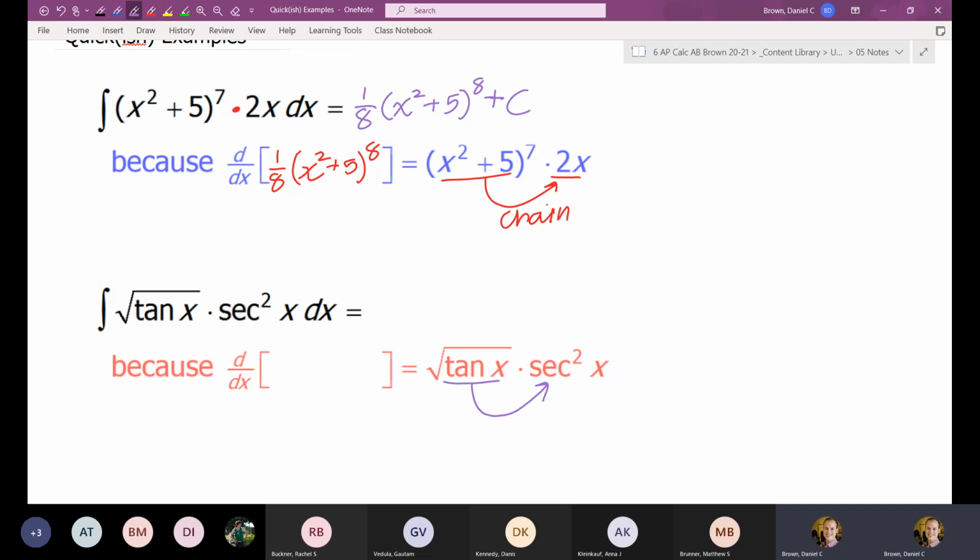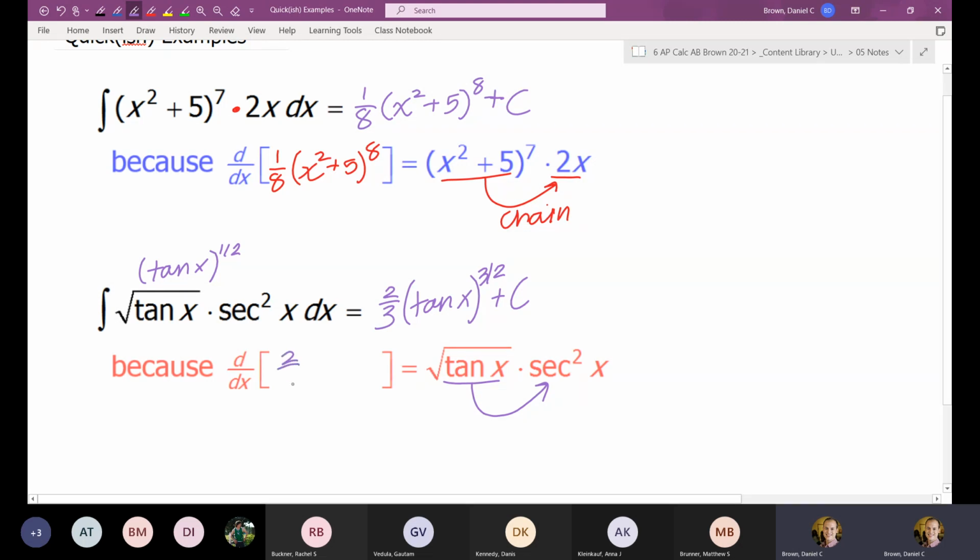Well, I know that the square root of tangent is the same thing as tangent to the 1/2. So thinking about this one backwards, adding 1 to the exponent, 1/2 plus 1 is 3/2. Divide by the new exponent, 1 over 3/2 is 2/3. Don't forget your plus c. Again, an easy way to check your answer is to take the derivative of that antiderivative. So let's check this one.